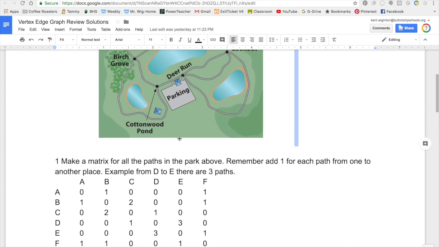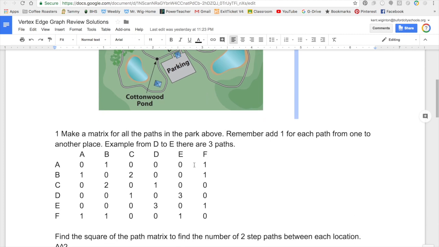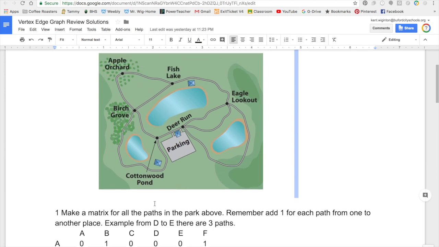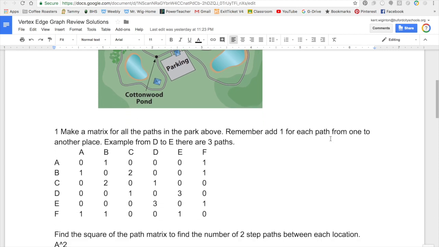You can see here, from D to E, we have three paths. So the three shows up when I'm going from D to E as a 3 right here. And then E to D, we also have the three paths. The majority of these are just zeros or ones, so you have to make sure you get the right one as you look at the picture. It's pretty straightforward to get that correct, and that shouldn't have been too difficult to master.